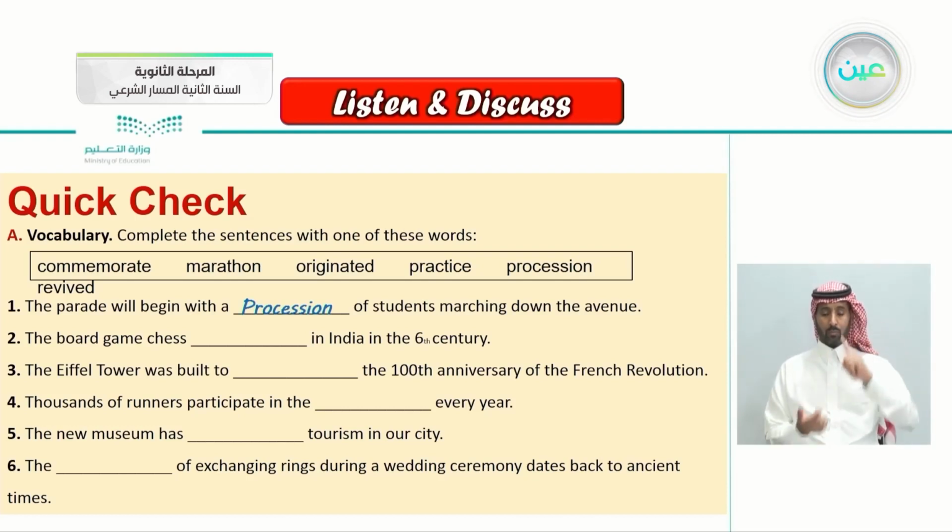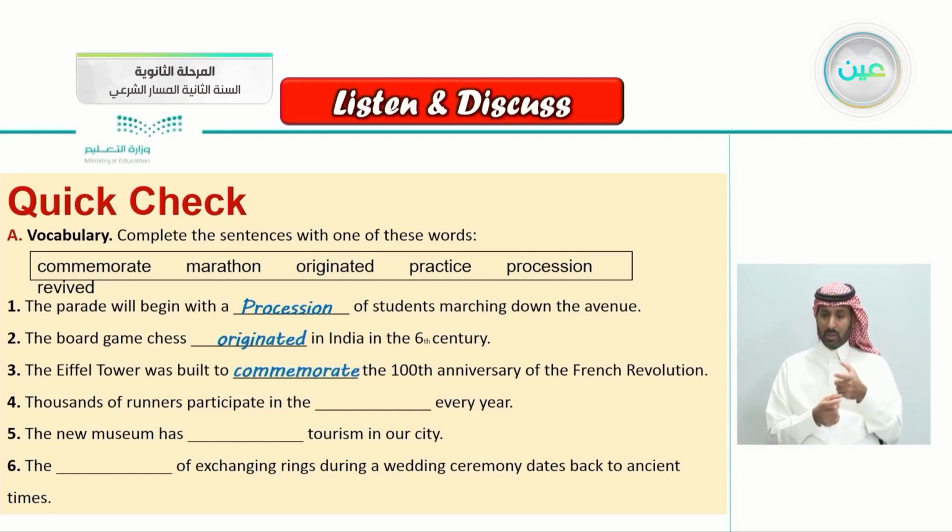The board game chess blank in India in the 6th century. So, the board game, of course we all know chess, in India. Yes, that's correct. Originated, it began in India in the 6th century. The Eiffel Tower was built to blank the 100th anniversary of the French Revolution. So, the Eiffel Tower was built to, that's correct, to commemorate the 100th anniversary of the French Revolution.